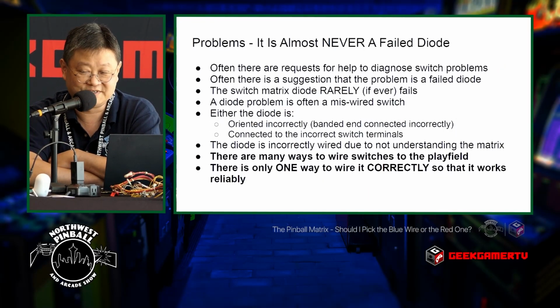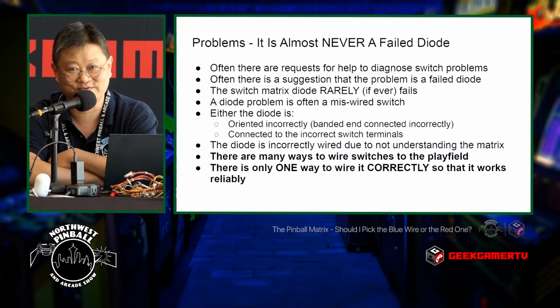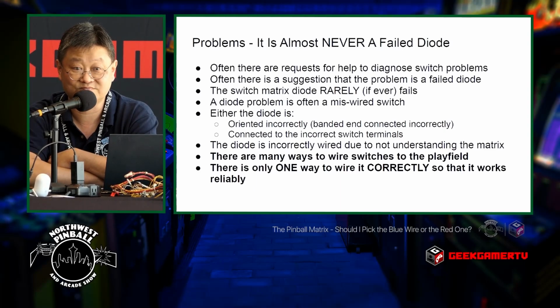Okay, so it's almost never a failed diode. Well, what does this mean? Oftentimes you'll see people ask, this switch doesn't work, or I have a problem with this switch, and someone will say, oh, well, that's a broken diode, or that's a failed diode. And the answer is, no, it probably isn't. Much as you might think that it's an individual switch, and therefore it's a failed diode, no, it isn't. The switch matrix diode rarely, if ever, fails. I've never seen one fail. Simply never seen one fail.